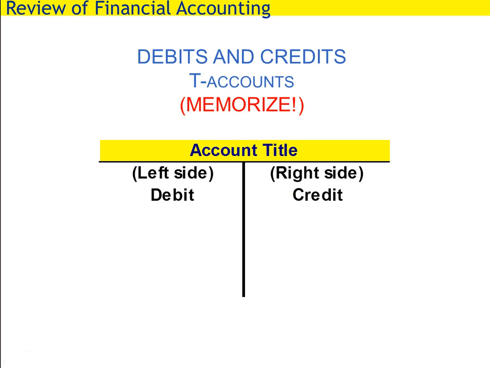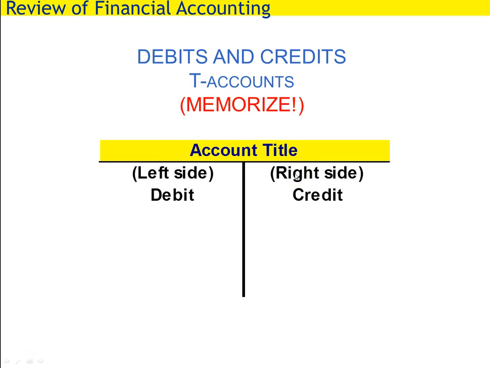All right, welcome back to part 3, the review of financial accounting, or ACC 201. So remember what we were discussing before. Each account has a general ledger, which is basically demonstrated with debits on the left, credits on the right.